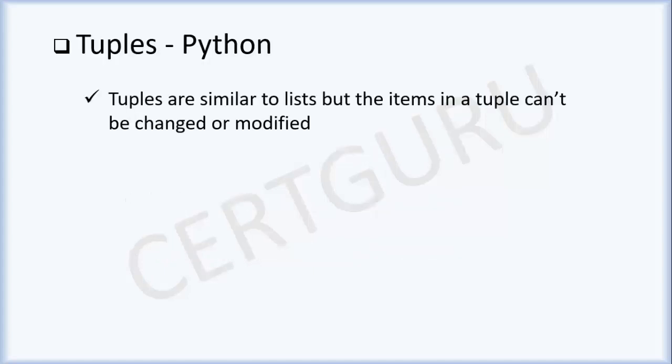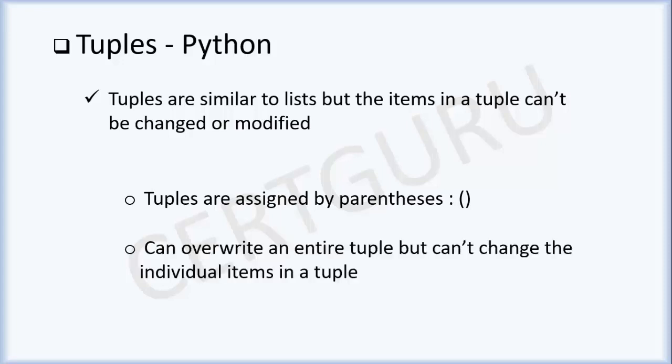Tuples. Tuples are similar to lists, but the items in a tuple can't be changed or modified, which means once a tuple has been defined, we cannot change it throughout the Python session. We can create tuples by using round brackets. We can override the tuple's value entirely, but we can't change the individual items in a tuple.